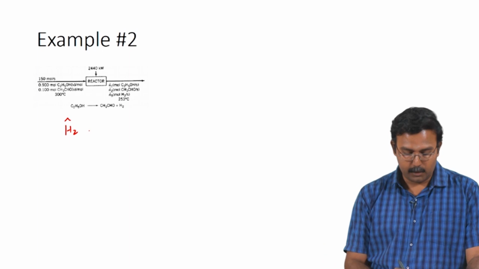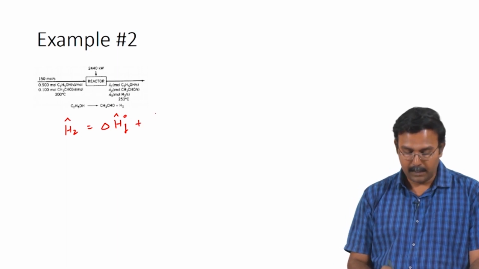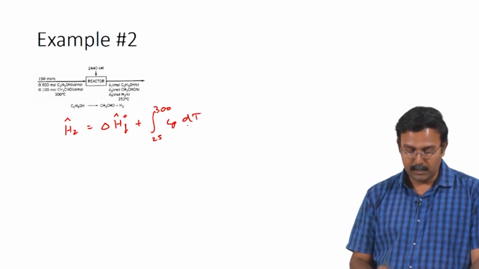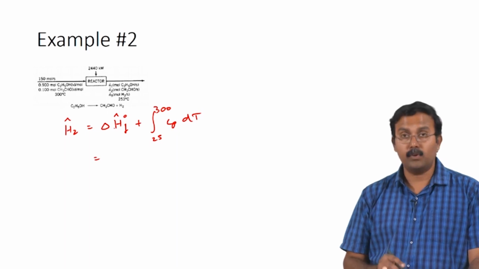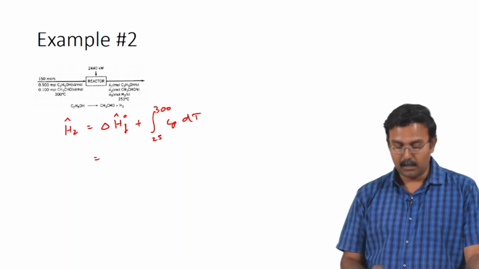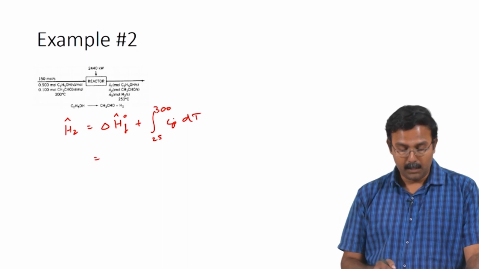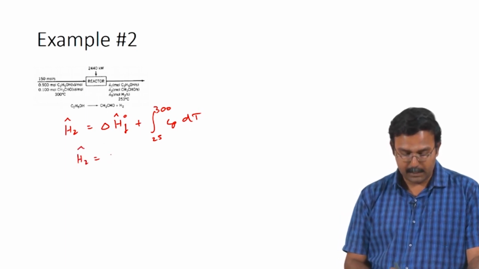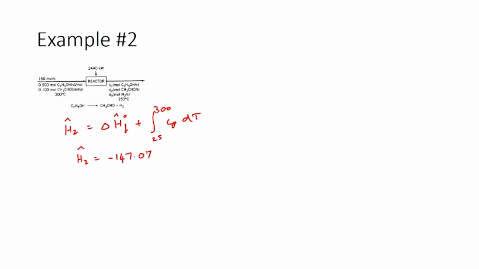So, you would have H2 cap equal to the standard heat of formation of acetaldehyde, plus integral 25 to 300 Cp of acetaldehyde dT. So, using this equation and finding the values for heat of formation and the Cp value for acetaldehyde vapor, you would be able to substitute them and get the value of H2 cap as minus 147.07. Now, you have to again calculate H3, H4 and H5 cap.